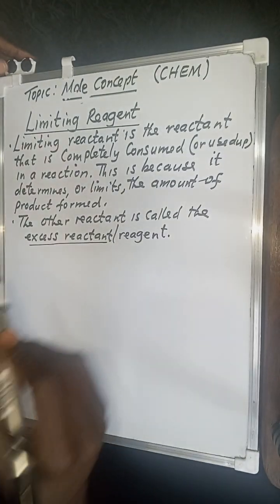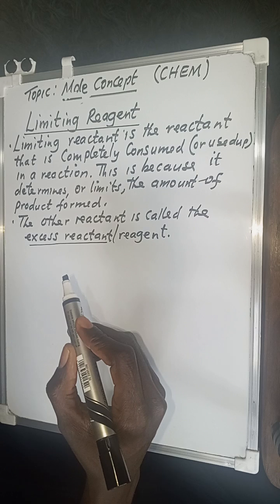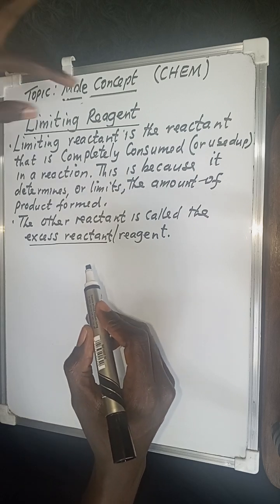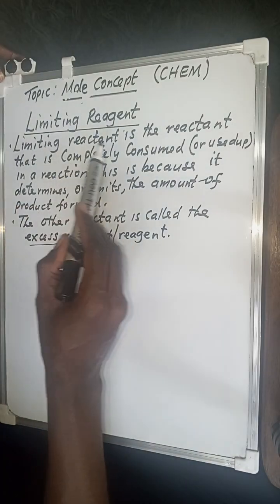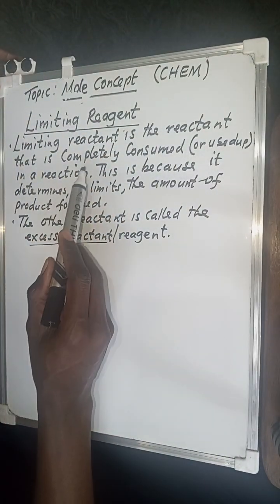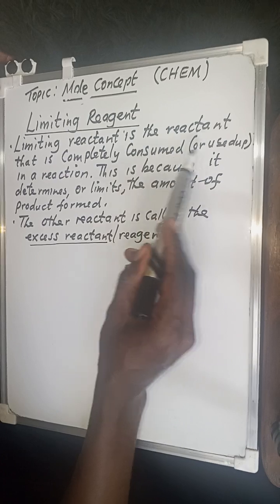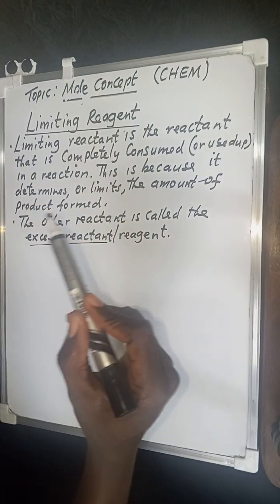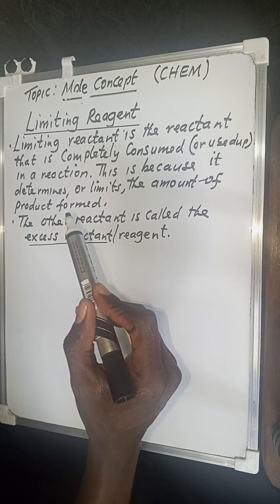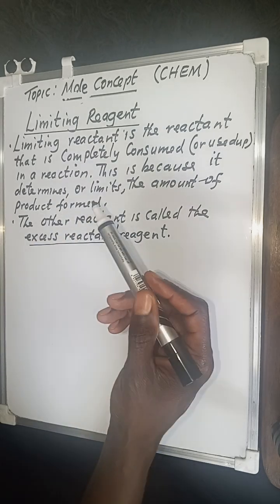Welcome to this segment again of limiting reagent. So we want to further amplify on limiting reagent. Like we defined it, a limiting reagent is simply a reactant that is completely consumed, or if you want, you can say used up in a reaction. That is what we call a limiting reactant. Sometimes it's called a limiting reagent.